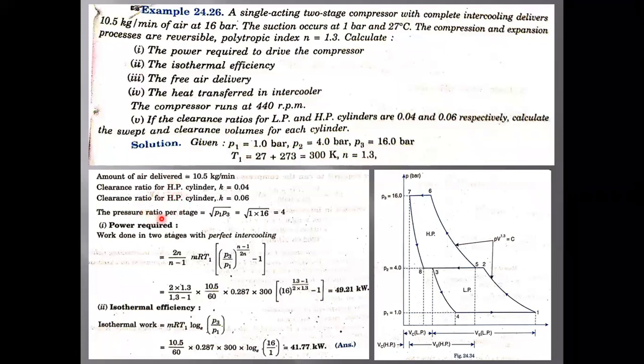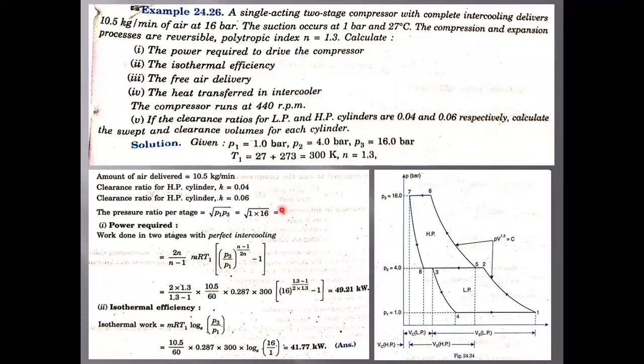So next we need to find the intermediate pressure. Why do we need to find the intermediate pressure? It may help us with some of the formulas. So better go with finding the pressure ratio per stage. That is, P2 is equal to root of P1 P3. So P2 squared is equal to P1 P3, and P2 is equal to root of P1 P3, and we already know P1 as well as P3. What is P1? 1 bar, right? And what is P3? 16 bar. So root of 1 into 16, which is nothing but 4 here.